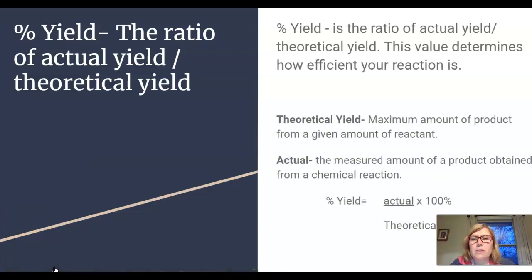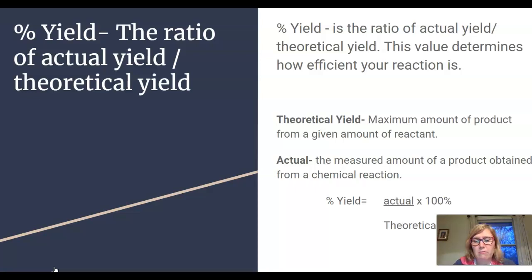So percent yield is the ratio of actual yield over theoretical yield. This value determines how efficient your reaction is. Theoretical yield is the maximum amount of product from a given amount of reactant. So in theory, we're supposed to get 100% yield all the time, but it doesn't always happen because many things can go wrong. The reaction doesn't go to completion.